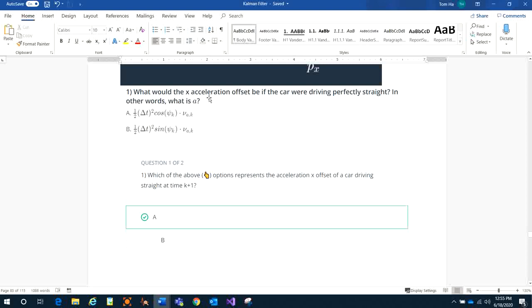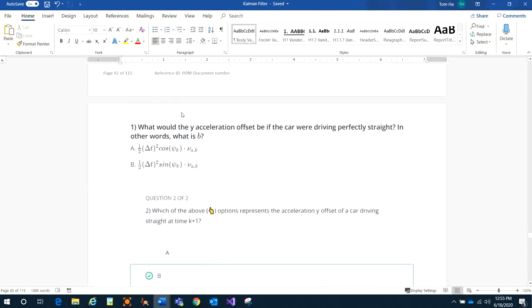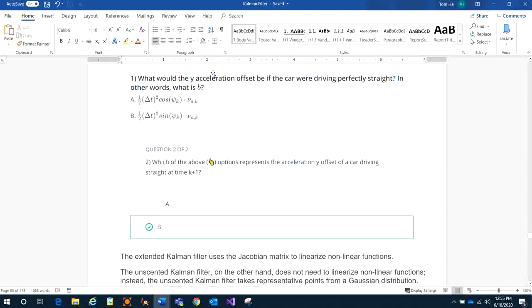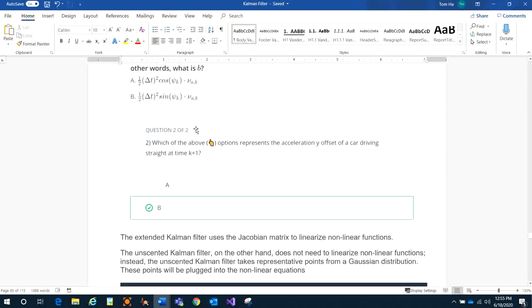And regarding the acceleration offset in X, that is A right here. And similarly, for the acceleration offset in Y, that is B right here, 1 over 2 delta T squared sine, mu A k. That's the impact of the mu A, the linear longitudinal acceleration. Right now we skip the yaw angle acceleration, because the yaw angle acceleration is really small, so we skip that one.